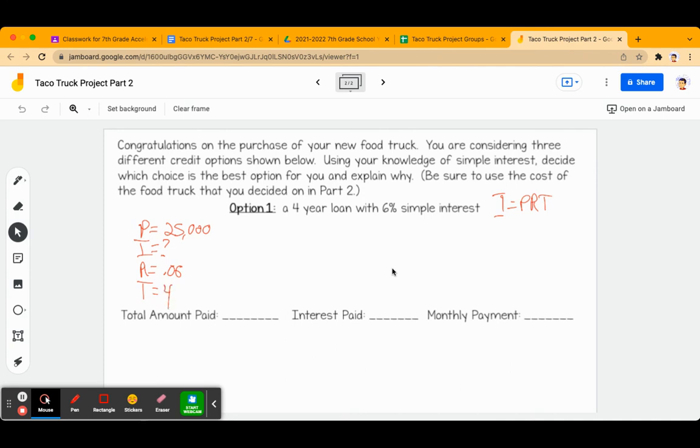We're going to find out what is the interest that we are paying. So my interest is equal to my principal times my rate times my time. Let me do my calculation real quick. $25,000 times 0.06 times 4 is 6,000. So my interest is going to be $6,000.